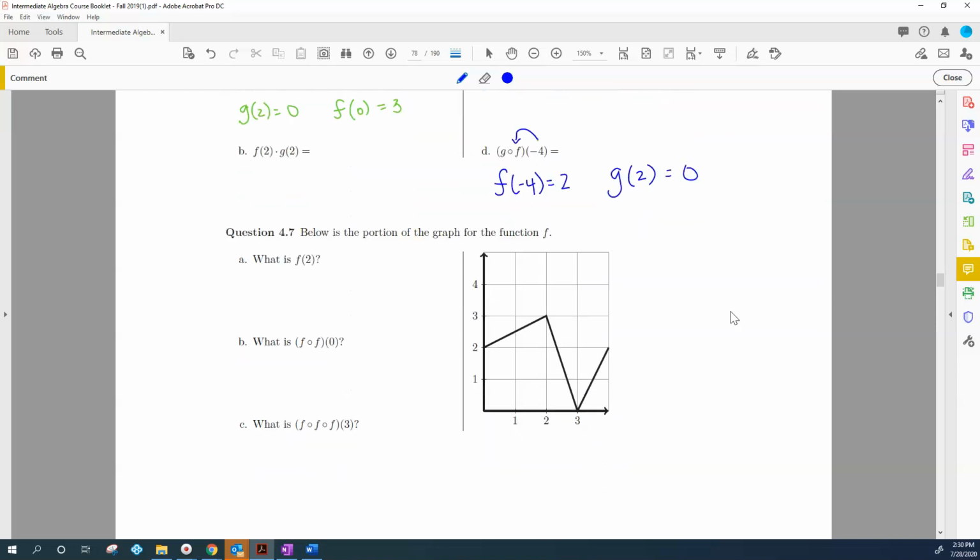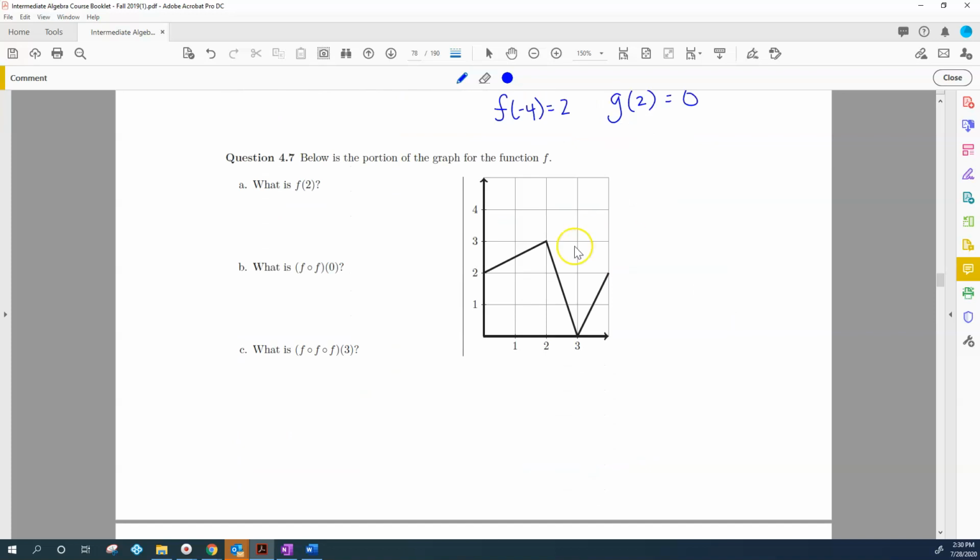Okay, I want you to try one more here. So this is just this function f, but I want you to try just the part C down here. So what's f of f of f of 3? So we've got 3 of them this time. f of f of f of 3. Okay, so go ahead and take just a couple minutes and see what you come up with there.